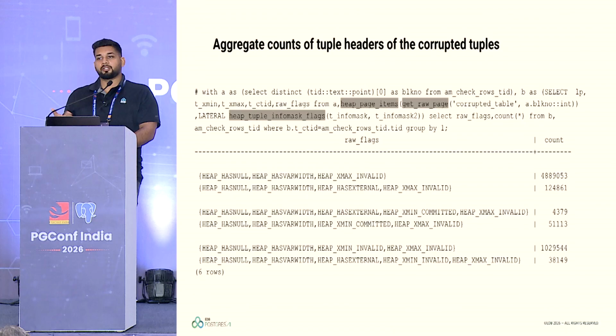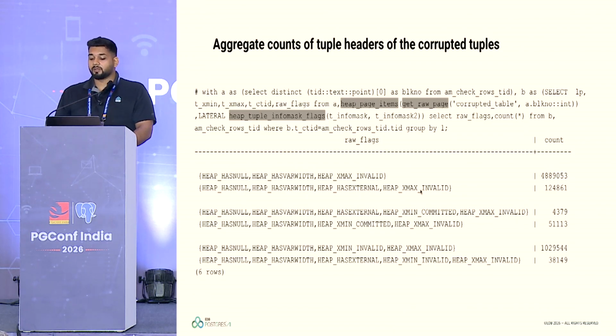For those who know, PGToast is a way for Postgres to handle data of variable length, which is practically not possible to fit within a particular 8 KB page. It chunks it and stores it into a separate table called PGToast, and there is one for each table. So the first three ones here are not relevant. The last one here, xmax invalid, is what is relevant to us.